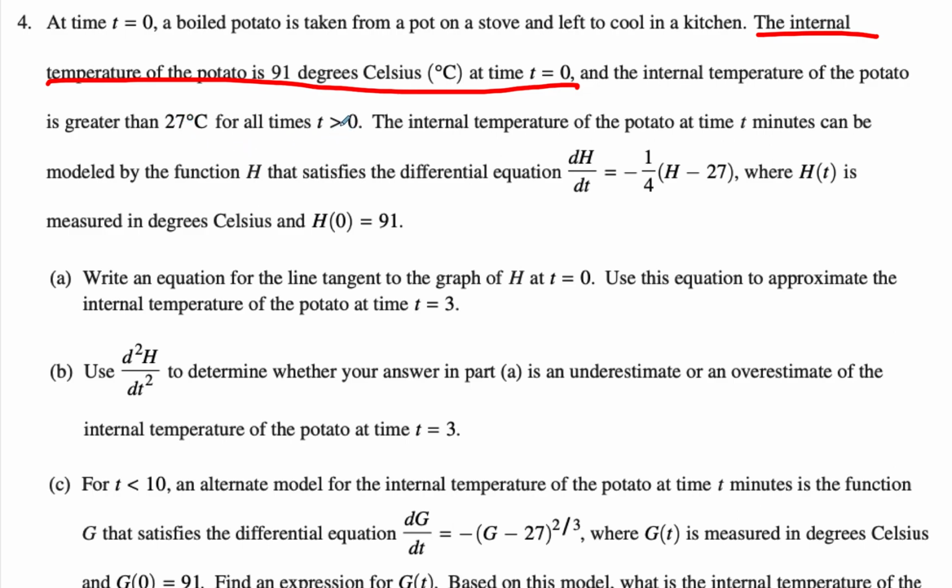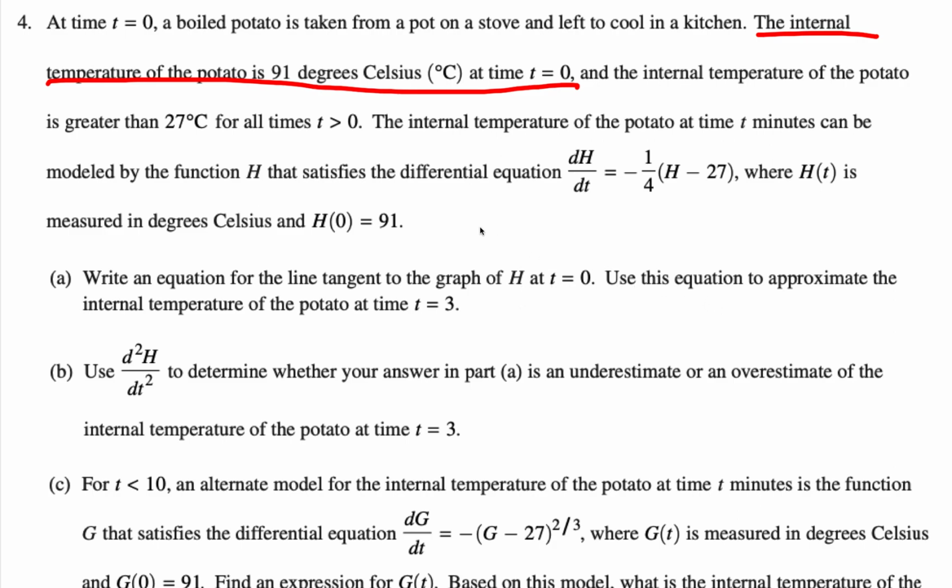For time t greater than 0, the internal temperature of the potato at time t minutes can be modeled by the function h that satisfies the differential equation. So this is the differential equation that we know, where h of t is measured in degrees. So now write an equation of the line tangent at t is equal to 0.